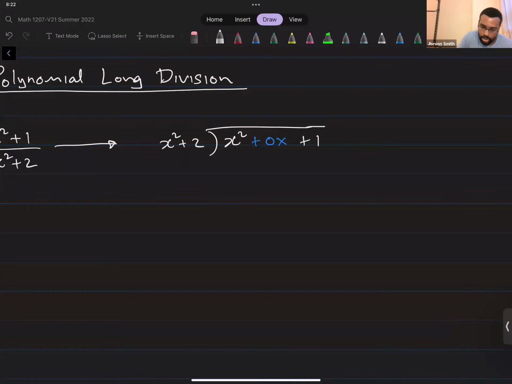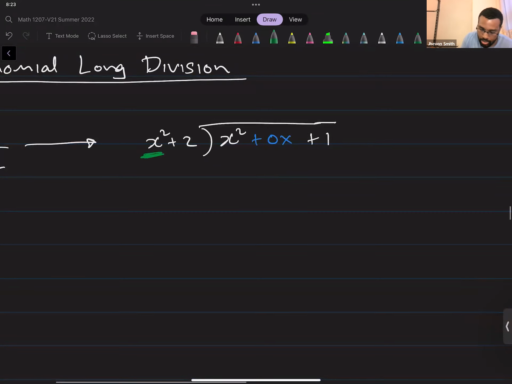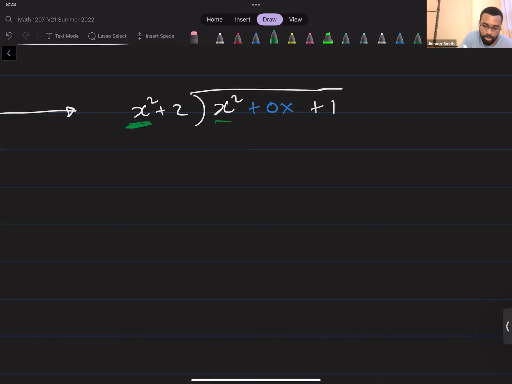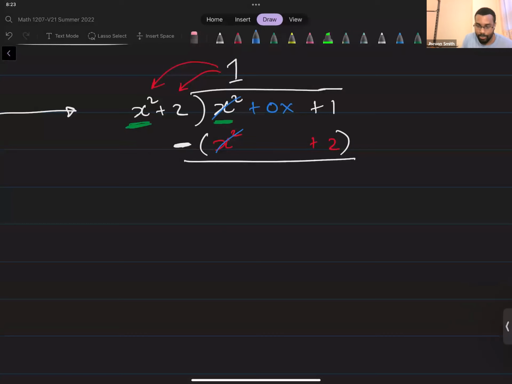And long division, how it works, is you're going to take the highest power here, divided into the first term. So you take x squared into x squared, you're going to get 1 as the answer. You take that 1, multiply both guys here, and put the result underneath. So 1 times x squared is x squared, 1 times plus 2 is plus 2. Then you subtract that from the previous one. So x squared minus x squared, they die. Then you'd have 1 minus 2, so you'd end up with a minus 1 here. Now this minus 1 has no powers of x squared on it, so you can't divide x squared into this any further. So this ends up being the remainder.